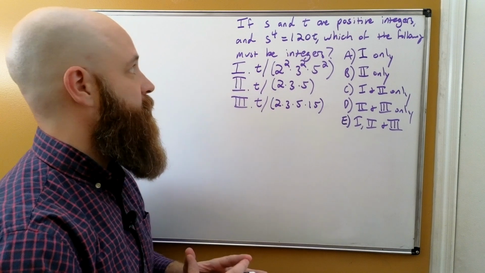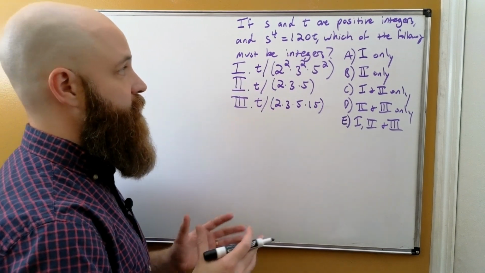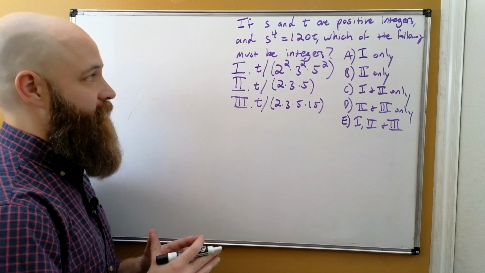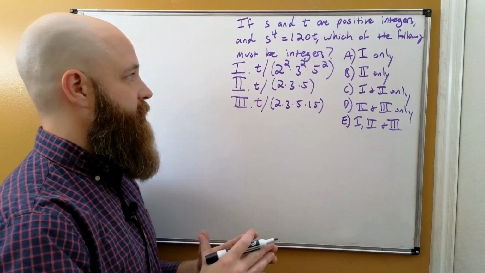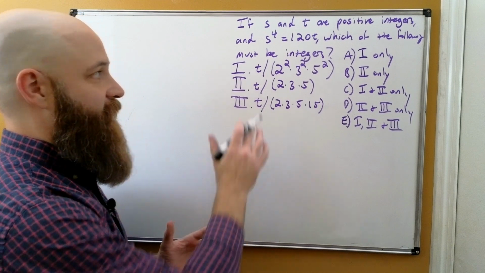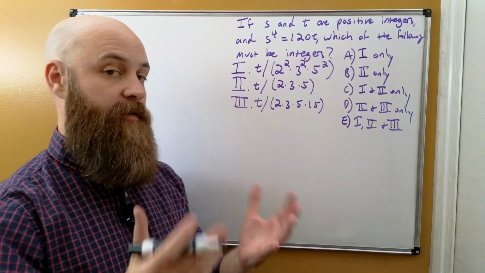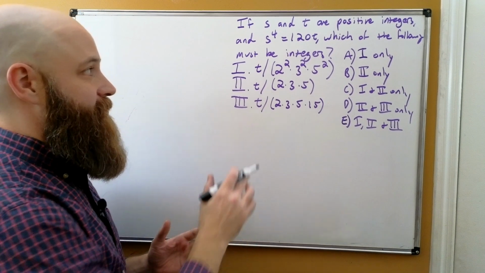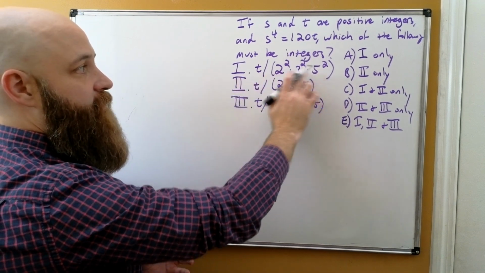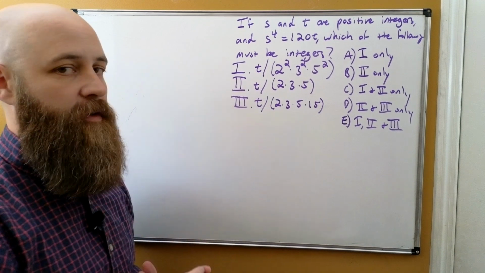All right, let's take a look at this one. If s and t are positive integers and s to the fourth equals 120t, which of the following must be integers? And I've got a bunch of expressions with t divided by some prime factors. So I'm back to the idea of divisibility here, right? If t is divisible by this series of prime factors, then it's going to be an integer. So I'm asking myself, does t have all of these prime factors in it? If so, this expression would have to be an integer, and so on for all the rest of them.